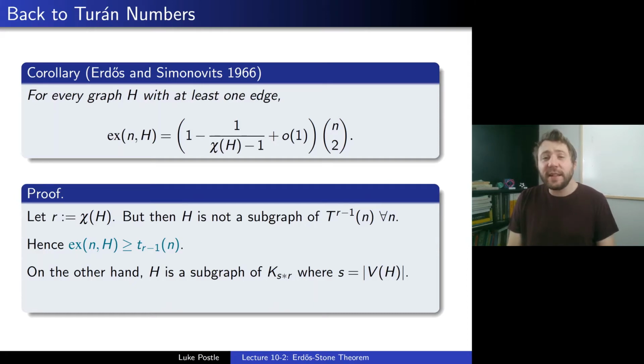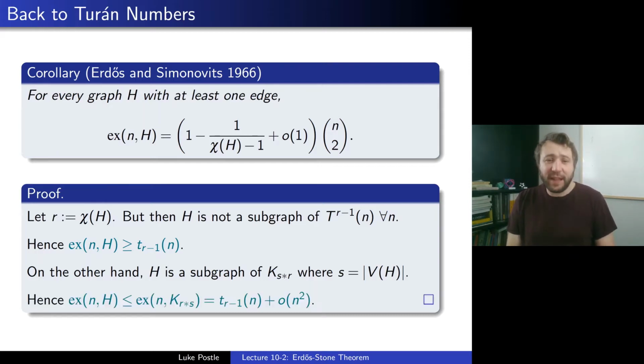So then certainly H would be a subgraph of that, right? Because it has chromatic number exactly r, it has an r-partition, and therefore we could embed it. And then we would know that, of course, as a subgraph, the Turan number of H is at most the Turan number of that blow-up, which would then be t_{r-1}(n) plus little o of n squared vertices. So asymptotically the same, which becomes the little o of 1 in the formula.